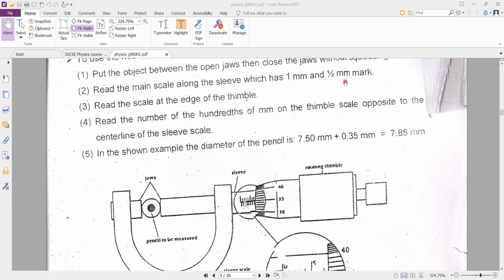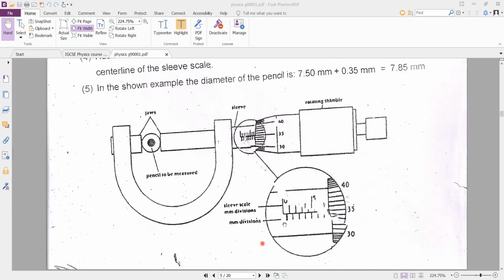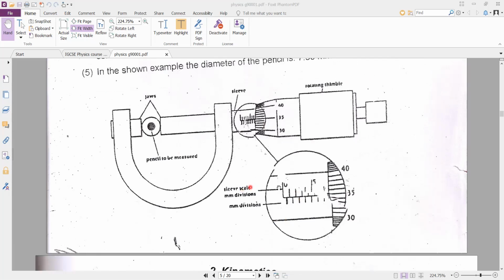Number 2, the 1 millimeter and half millimeter mark. Read the main scale. There are 3 scales there. This is scale 1, this is scale 2, and this is scale 3. You can see it after the microscope. This is what we call the slave scale. This is the millimeter, and this is another one.